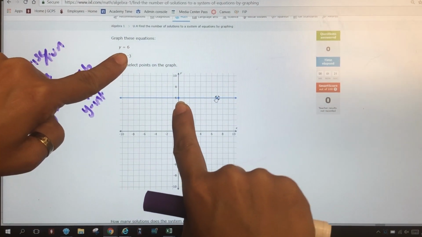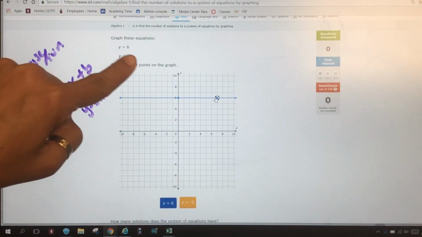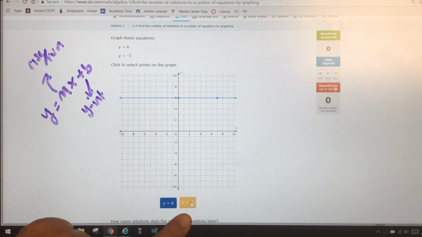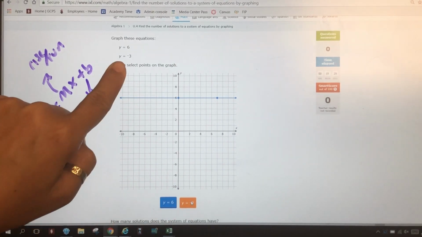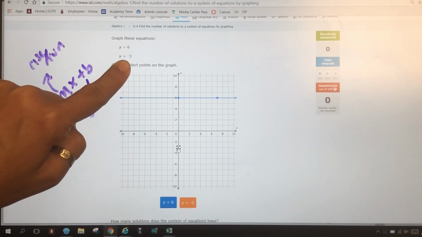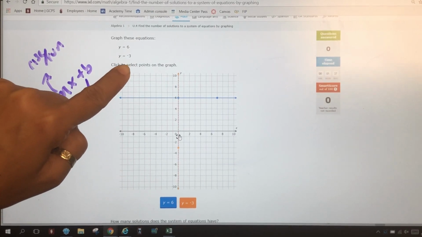That's what you need to think. Y is equal to 6. So that's my first line. So you see my blue line is y equals 6. Then I'm going to click on the yellow one, and I need to do y equals negative 3. So I go to the y-axis. Where is y negative 3? It's down here. And then I think if I'm going this way, it can only touch at negative 3.